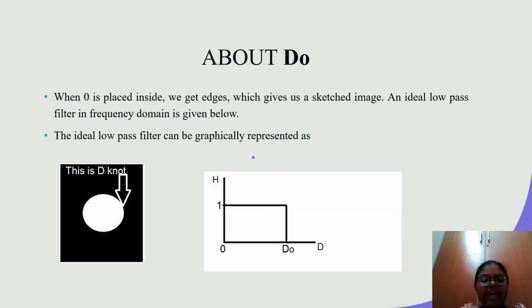Okay. Next, I will explain D naught in detail. When zero is placed inside, we get edges, which gives us a sketched image. Okay, an ideal low pass filter in the frequency domain is given. The ideal low pass filter can be graphically represented like this. This is D naught, placed here, with values 0 and 1 for H. This shows you H of u comma v, that formula.